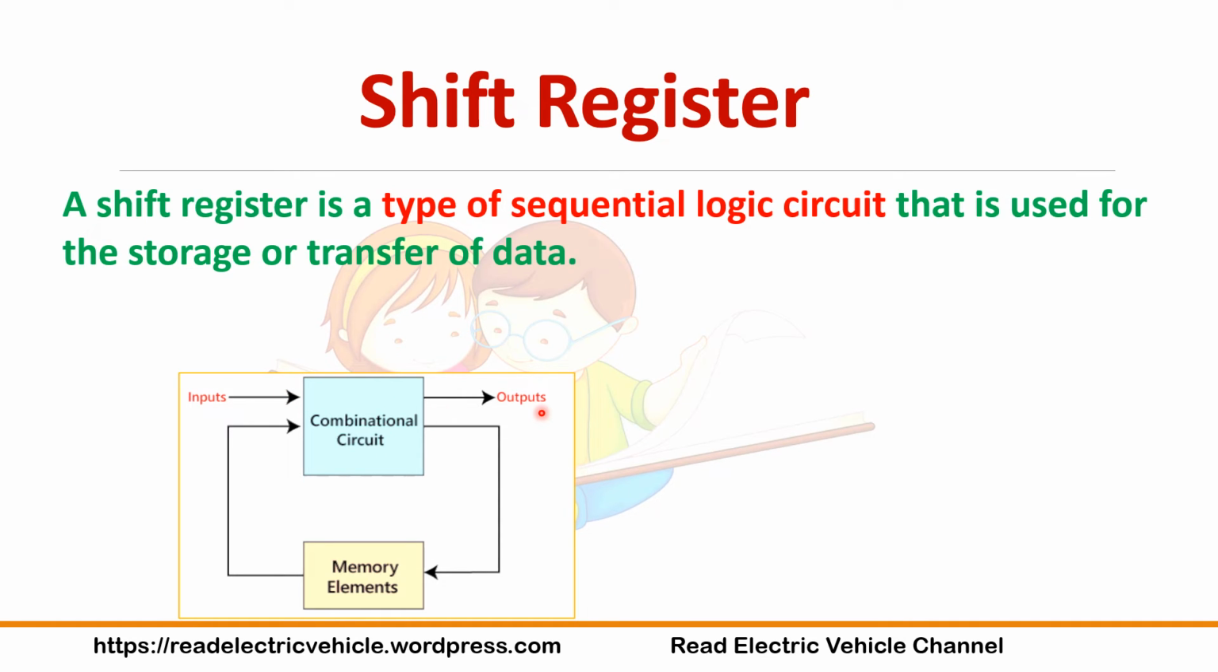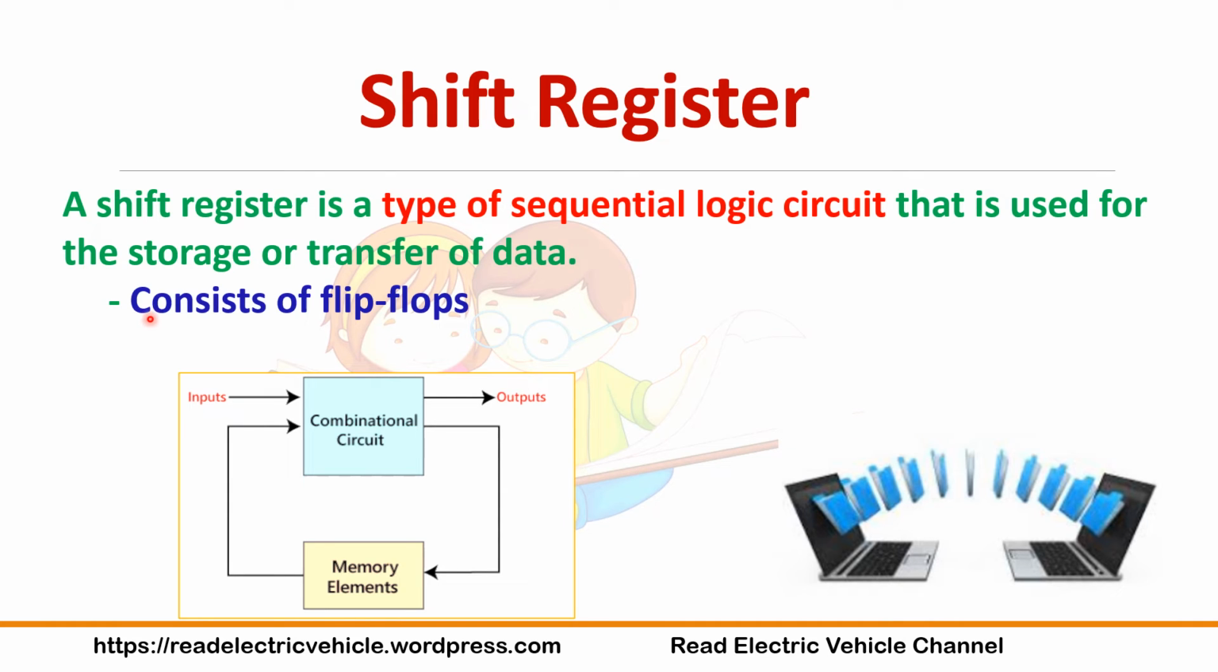Sequential logic circuit means the output depends not only on the input but also on the previous output. So in such cases, you need a memory element. For memory, we normally use a flip-flop. So a shift register also consists of flip-flops.